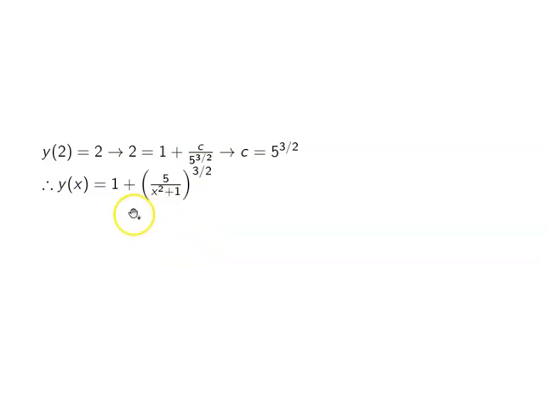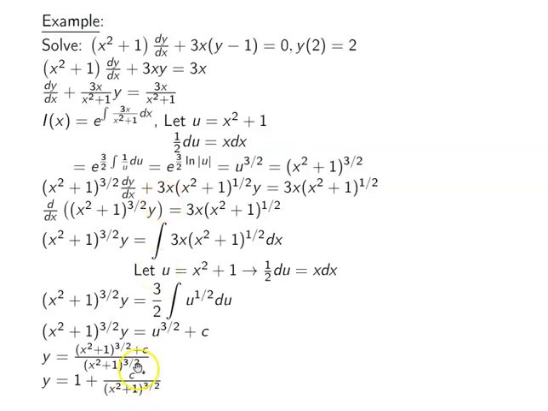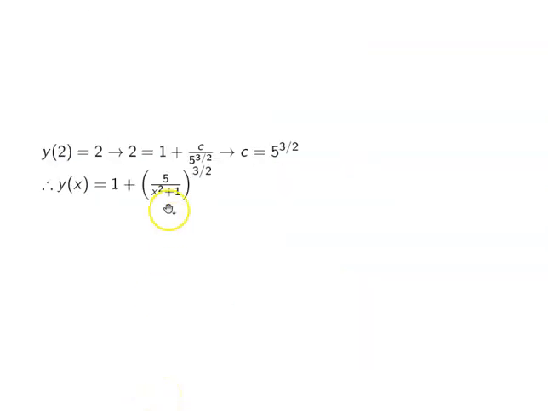So my exact solution is then y of x is 1 plus 5 over x squared plus 1 to the 3 halves, since this is to the 3 halves and the denominator is to the 3 halves as well, right? So c is 5 to the 3 halves, top and bottom is to the 3 halves power. So I can just say the whole thing's to the 3 half power. And that's my solution for the integrating factor.